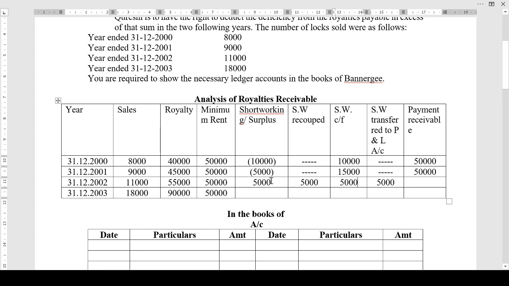So I'll just repeat this again. We have a surplus of 5,000. So I'm going to use the surplus to recoup the short workings. Now we have two short workings. In the first year it's 10,000. In the second year it's 5,000.